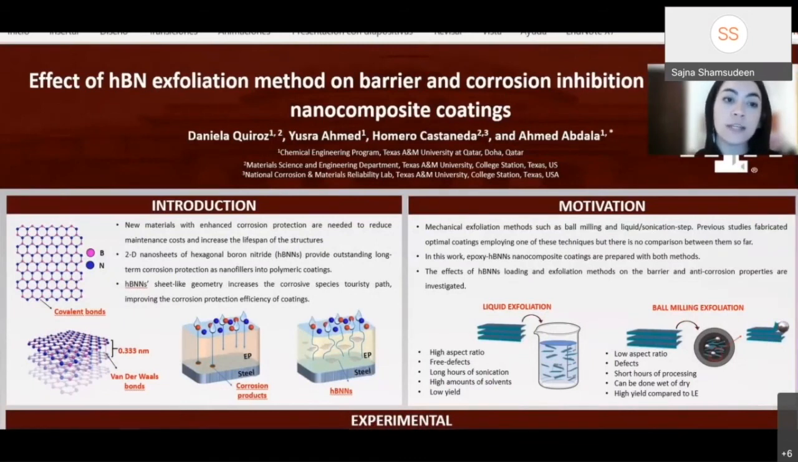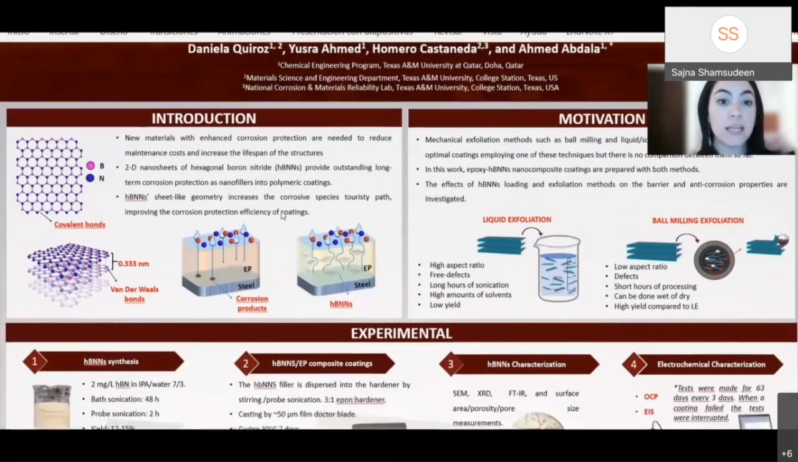The addition of 2D nanosheets of hexagonal boron nitride has proven to provide outstanding long-term corrosion protection as nanofillers in polymeric coatings. As you can observe in the image, the hBN sheet-like geometry increases the corrosive species' tortuous path, improving the corrosion protection efficiency of the coatings.